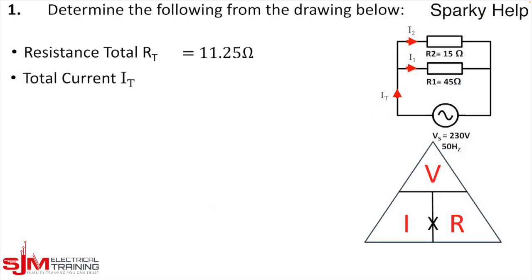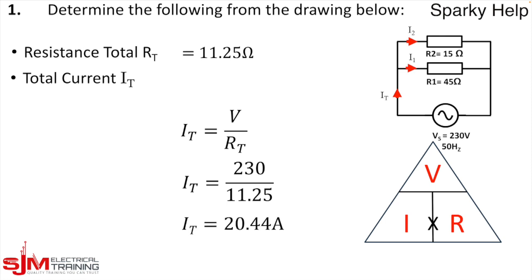Next thing we're going to do is IT, and for this we're going to use our old friend Ohm's law. There we have our triangle to make our life easy. So to find IT, that is voltage divided by resistance. Because it is a total, it has to be the voltage total divided by the resistance total. Putting those figures in, that's 230 divided by 11.25. That gives you 20.44, and you can see on the drawing where that would go.